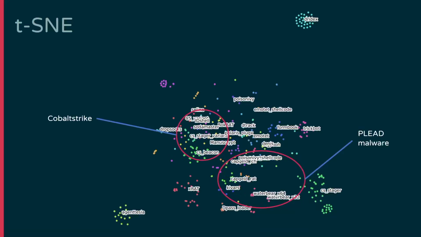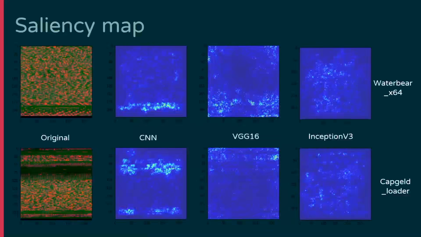The second one is on the left. We can see the Cobalt Strike beacon, the Cobalt Strike stager loader, and the Cobalt Strike beacon variant are also very close. So it means that our embedding can make the malware variant close to the original malware family. This feature is helpful to recognize new malware variants and inspires the zero-shot learning we will talk about later.